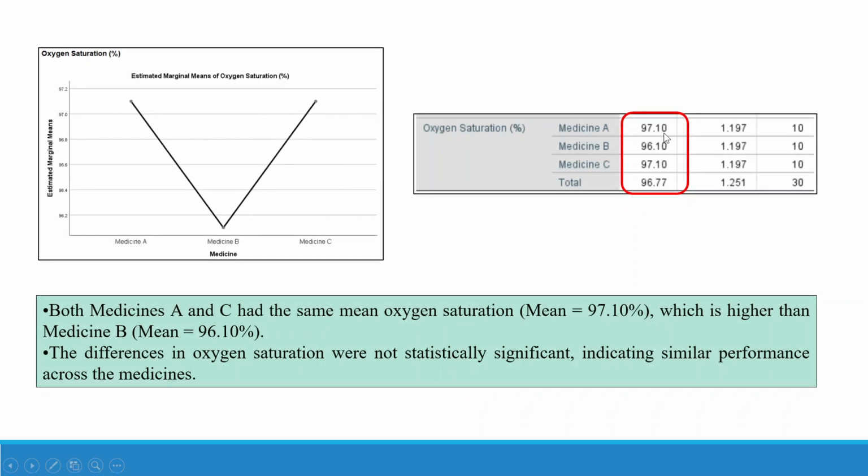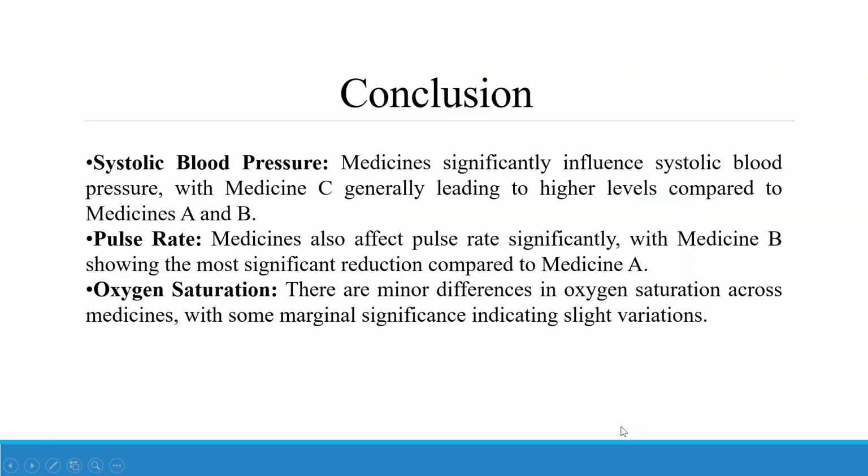Oxygen saturation, you can see the difference is almost insignificant. Both medicines A and C have the same oxygen saturation, which is higher than medicine B. The difference in oxygen saturation was not statistically significant, indicating a similar performance across the medicines.